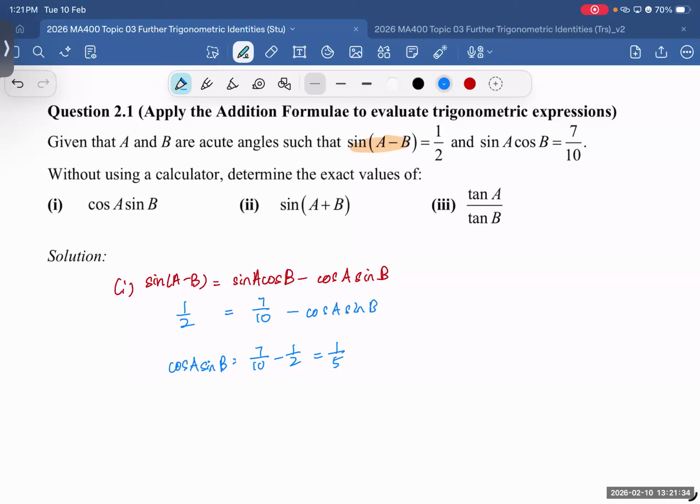Change everything to sine and cosine. Begin with the end in mind. Start with the more complicated side. So tip number 1: change all to sine and cosine. Change to sine A over cos A, sine B over cosine B. Is that okay?